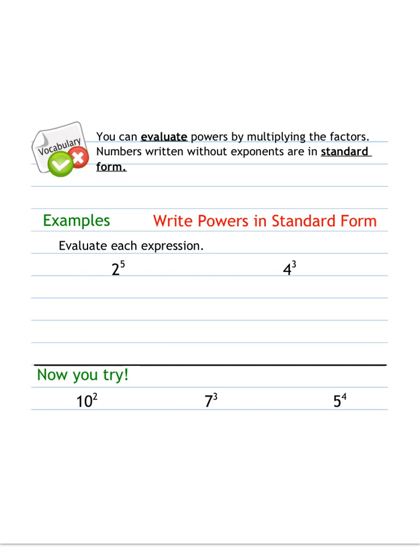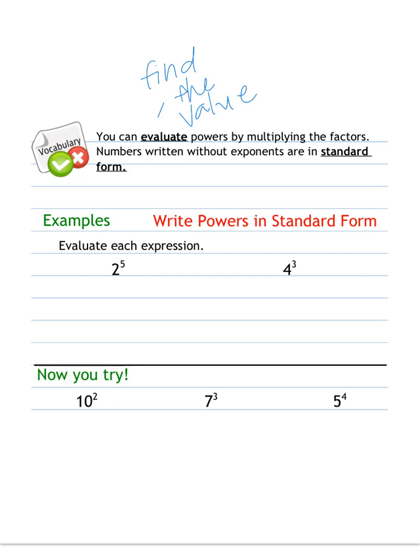All right, so here it says you can evaluate powers by multiplying the factors. Numbers written without exponents are in standard form. All right, so this word evaluate means to find the value. So we are finding the value of the powers by multiplying the factors together. Okay, and then that's giving it in standard form.